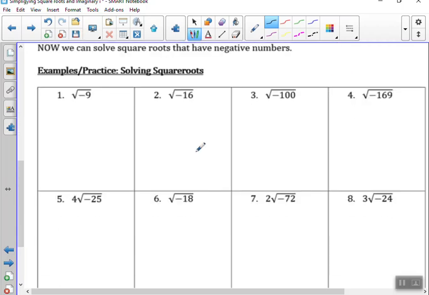So now I'm going to show you how we use the i. Over here, if I have a negative under my radical, I have to rewrite the problem like this. I have to say square root of negative 1, to take care of the negative part, multiplied by square root of 9.